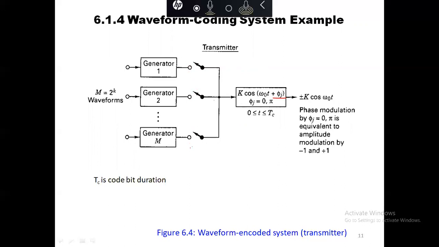What I mean to say is that in the coded waveform, we have in fact M waveforms. So, for example, you have seen previously that to represent k bits, we are using M waveforms.